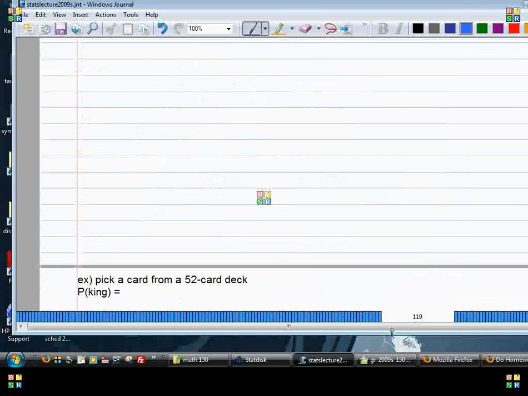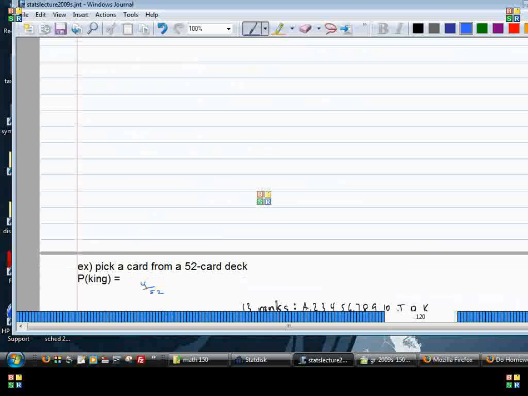Okay. Pick a card from a 52 card deck. What's the probability that you pull a king? 4 out of 52. Okay. Now, who does not know the structure of a basic 52 card deck? Okay, so let's talk about that right now.